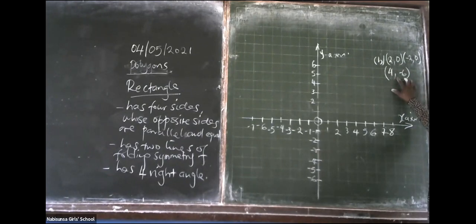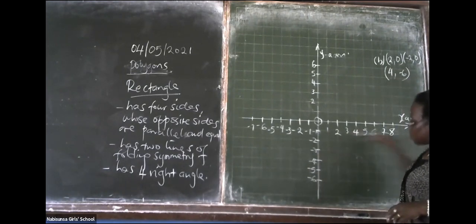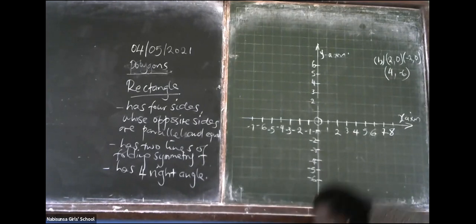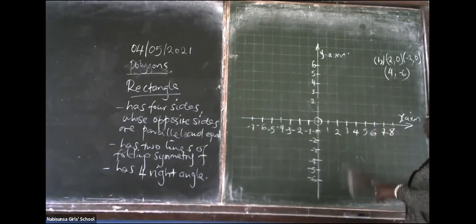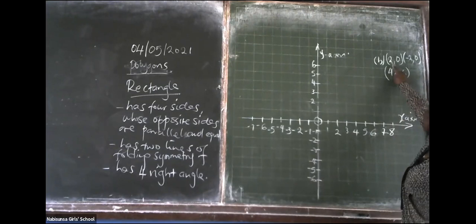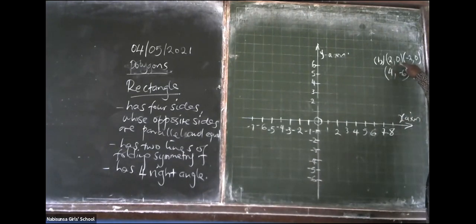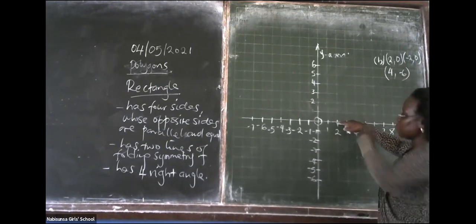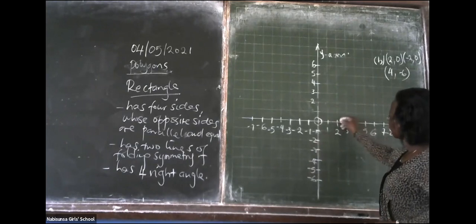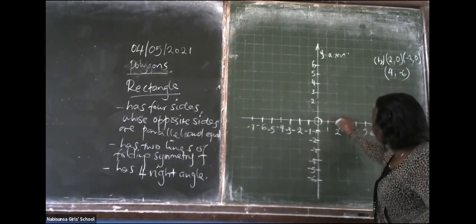Always remember the x coordinate is given first, followed by the y coordinate. And when you are plotting, you always find the x coordinate on the axis. Now, on the x-axis, the first point, we have a 2, and then a 0 on the y-axis. We are not moving any step on the y-axis, so we have 2, 0.